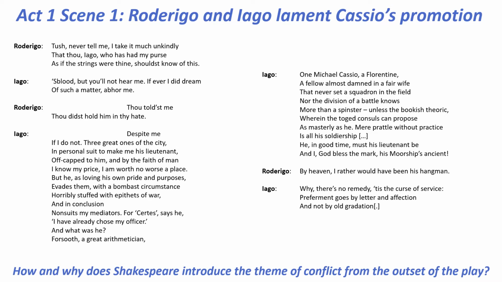And Iago is left as his moorship's ancient, so his ensign, his kind of servant in the army, rather than being able to command people like the lieutenant would be able to do. And Roderigo says, I would rather have been his hangman. I would rather have hung Othello than worked for him. And then Iago says, why, there's no remedy, 'tis the curse of service. Preferment goes by letter and affection, and not by old gradation.